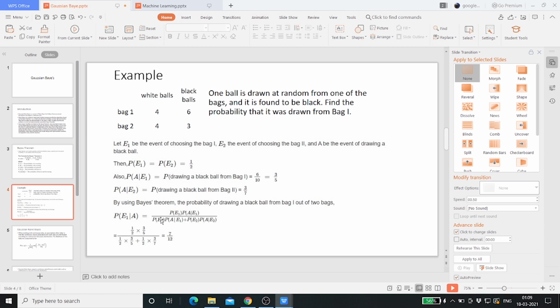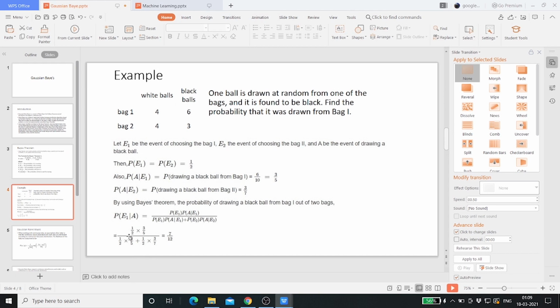So it is picked from bag 1, and in bag 1 the probability of the ball being black is 3 by 5 as we have calculated here. So 1 by 2 into 3 by 5, plus now we have to calculate the probability that a random ball chosen is from bag 2 and it's a black ball. So it is the probability of it being chosen from bag 2 times the probability of choosing a black ball from bag 2, which is 1 by 2 into 3 by 7, as we have calculated before.